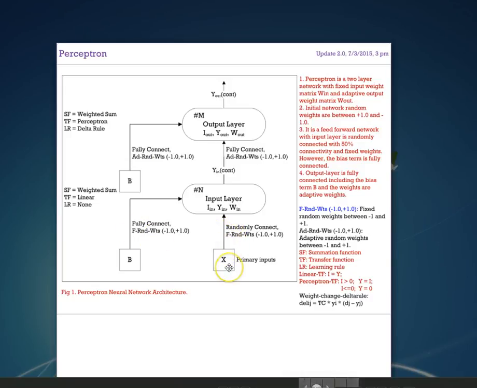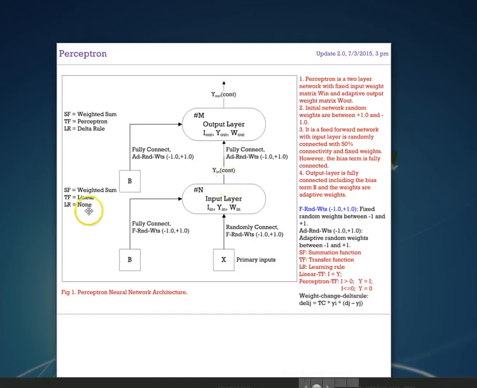What it means is when you apply a primary input X, the values of the outputs that are computed, Y1 and Yn, remain the same, because the primary input remains the same and the weights remain the same, and therefore the corresponding output vector that is generated out of the input layer is going to be fixed.